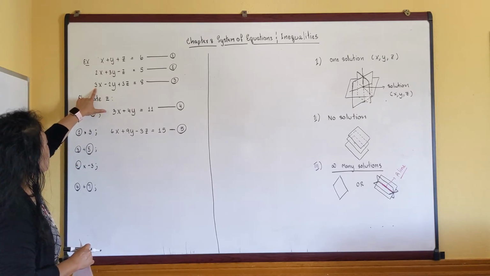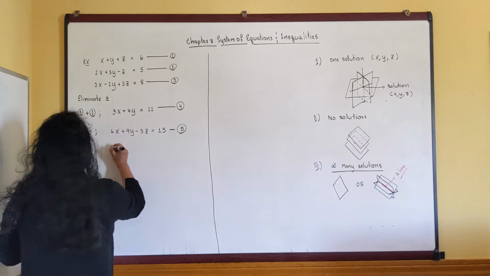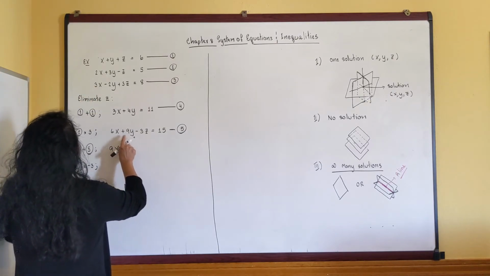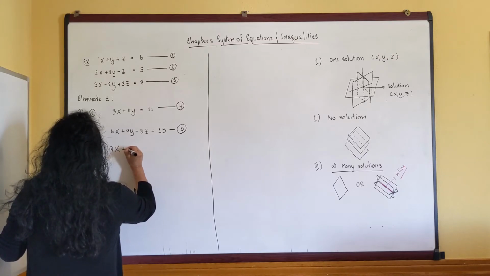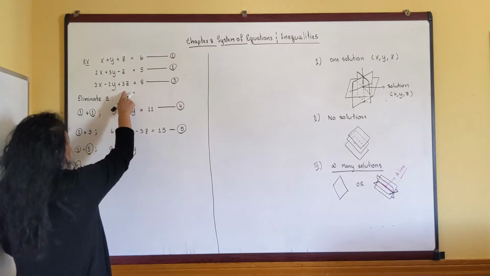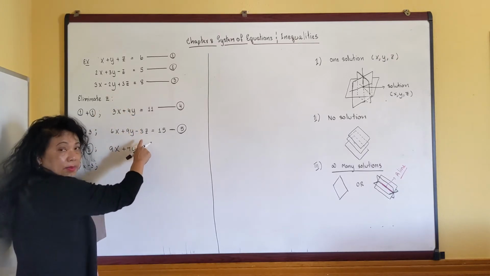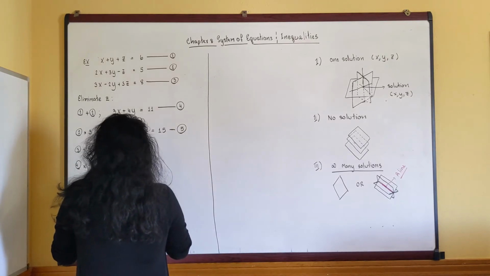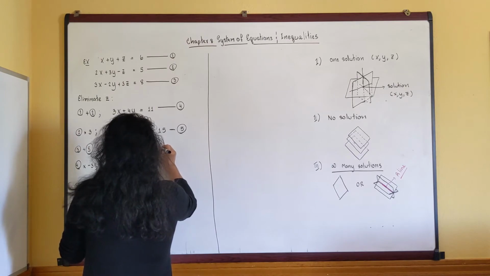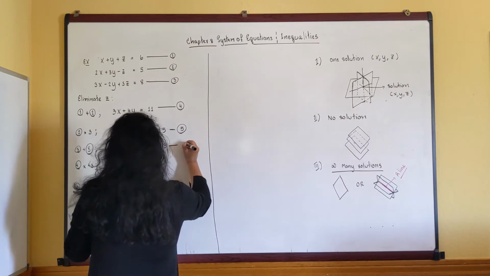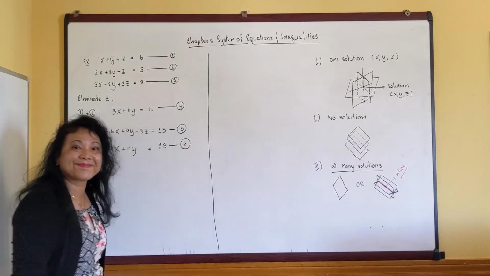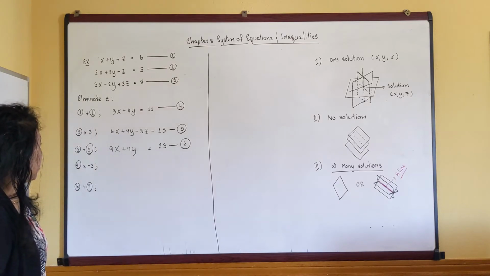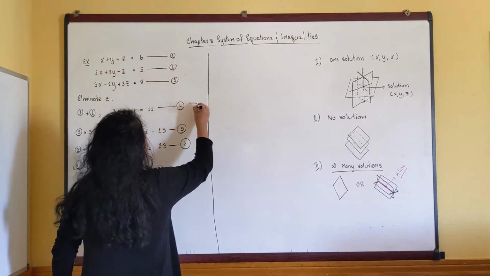Okay, 3 and 5: 3 and 6 is 9, so 9x. For y, I'm going to have plus 7y. The plus 3z and the minus 3z cancel out. And then I'm going to have 23. That's equation number 6. All right, I eliminate the z. You can see these two equations here.